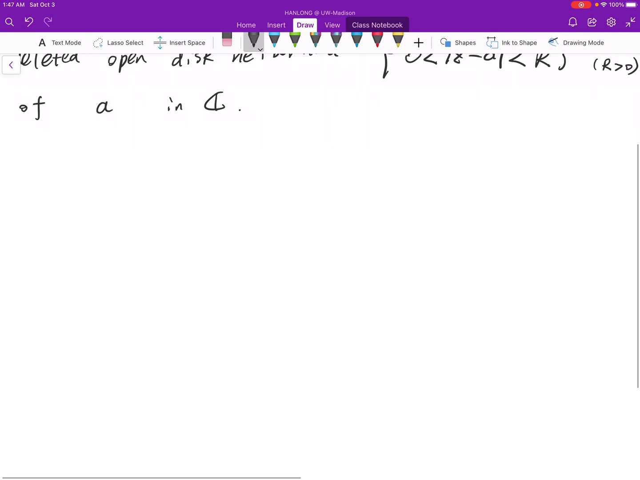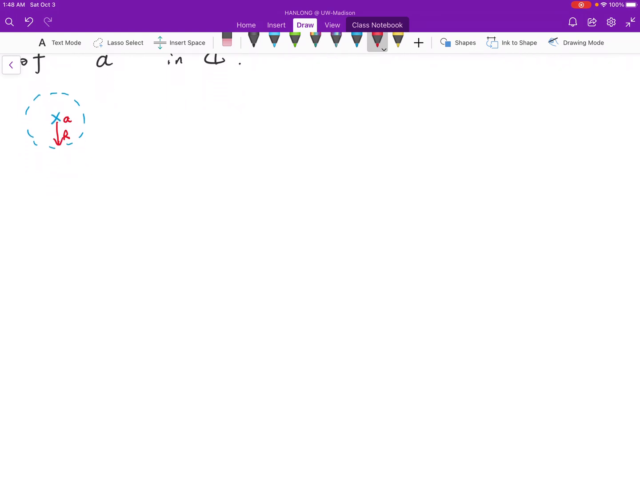In other words, if you draw a picture, just a punctured disk centered at a with radius capital R. That's why we call it an isolated singularity.